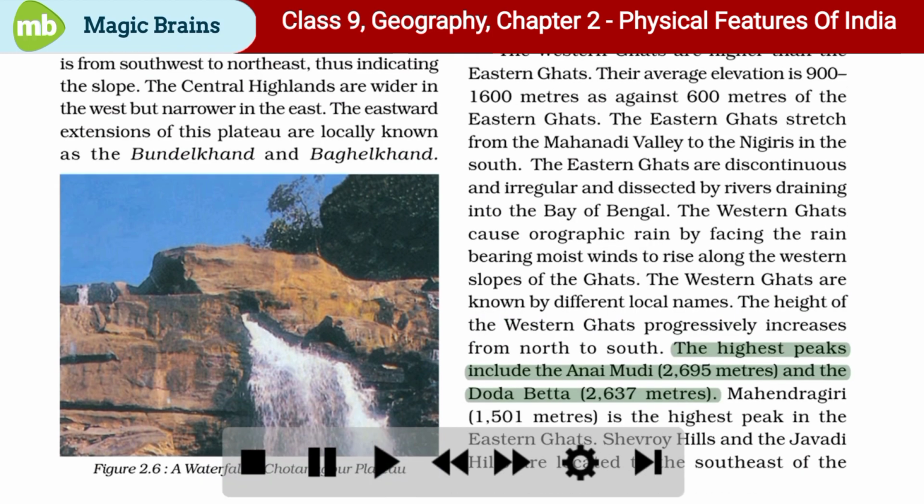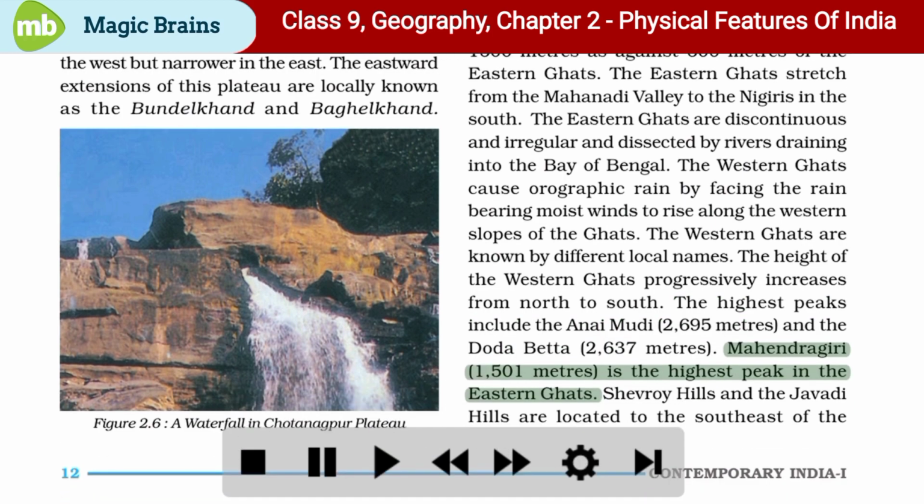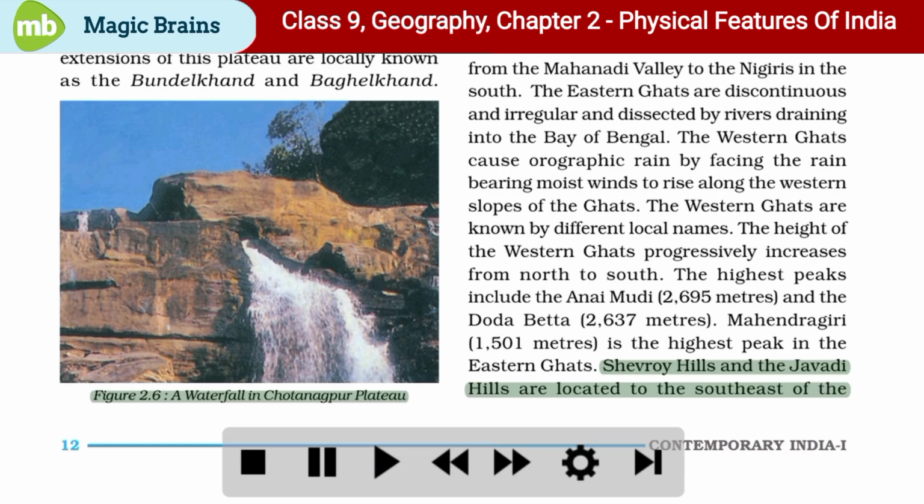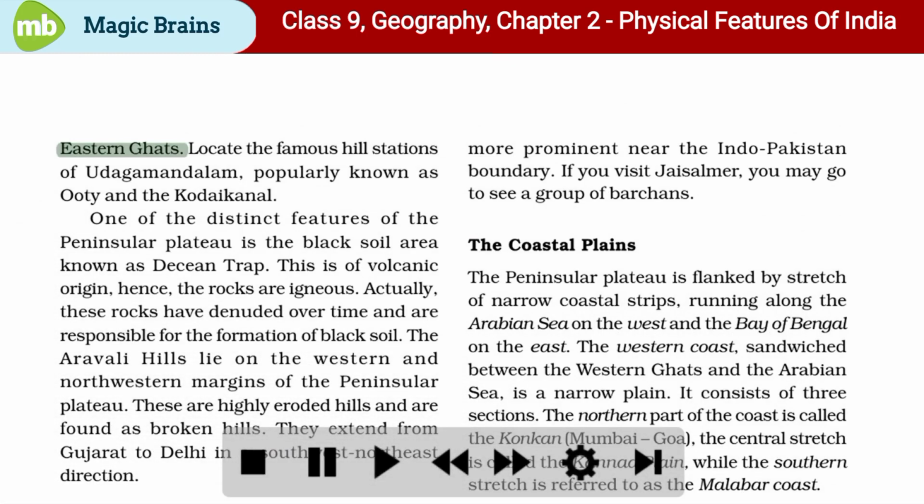The highest peaks include the Annai Mudi with an altitude of 2,695 meters and the Dodda Betta with an altitude of 2,637 meters. Mahendragiri, altitude 1,501 meters, is the highest peak in the Eastern Ghats. Shevaroy Hills and the Javadi Hills are located to the southeast of the Eastern Ghats. Locate the famous hill station of Udagamandalam, popularly known as Ooty, and Kodaikanal.